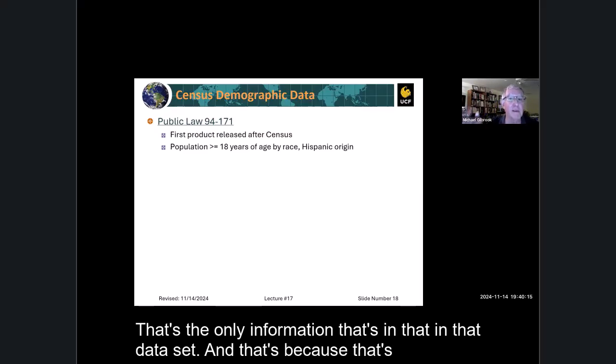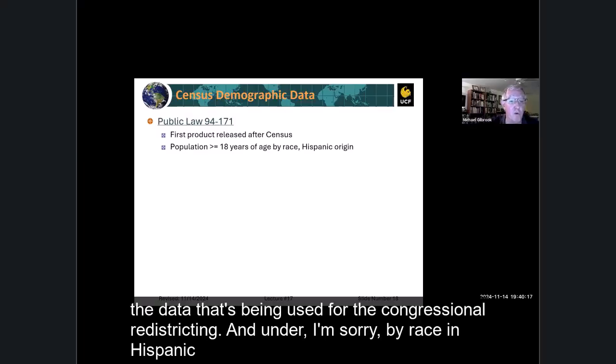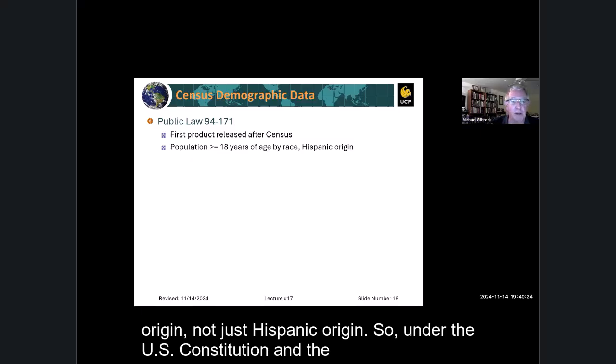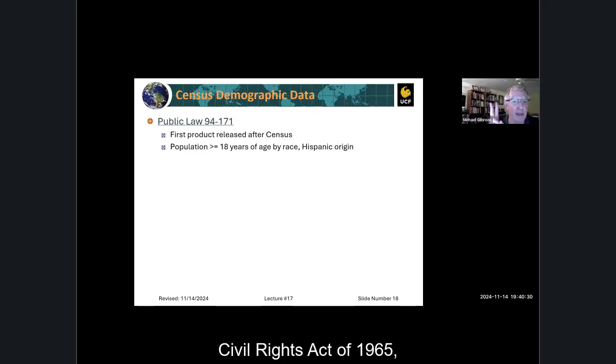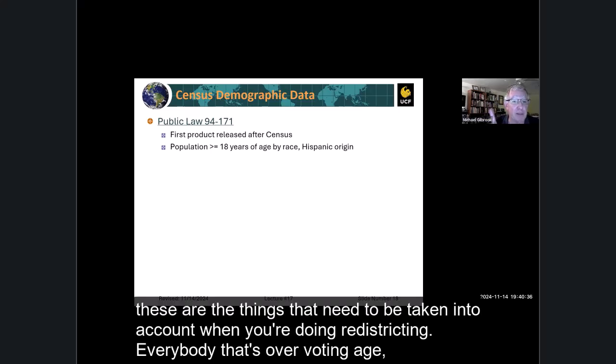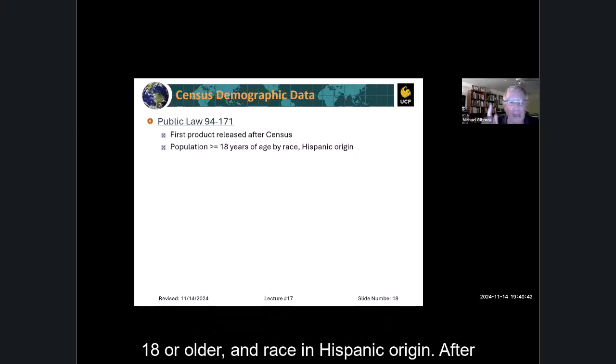And that's because that's the data that's being used for the congressional redistricting, and by race and Hispanic origin, not just Hispanic origin. So under the US Constitution and the Civil Rights Acts of 1964, 65, these are the things that need to be taken into account when you're doing redistricting: everybody that's over voting age, 18 or older, and race and Hispanic origin.